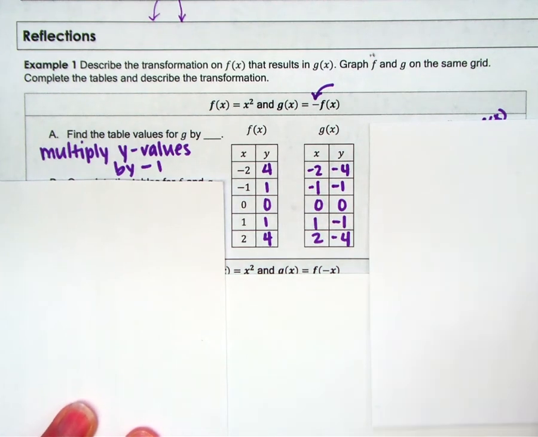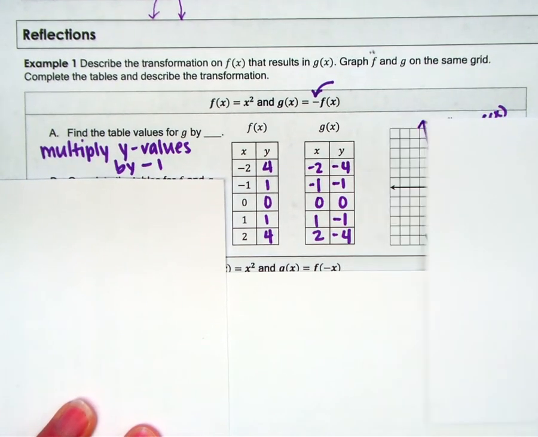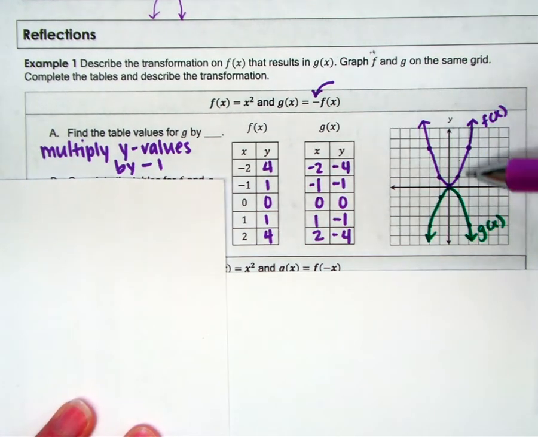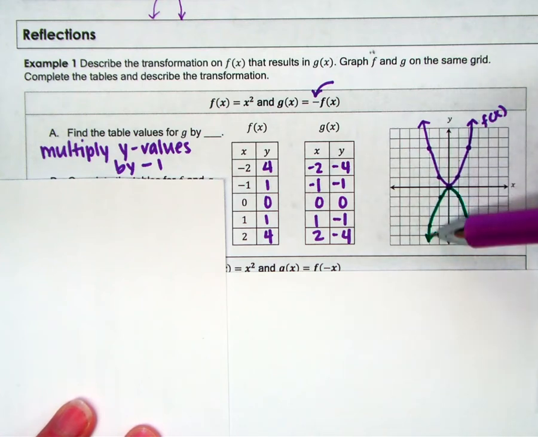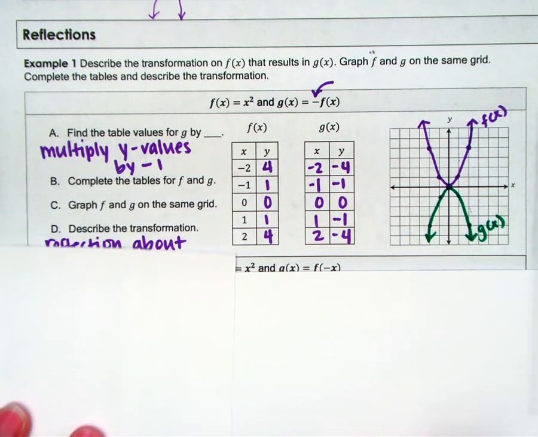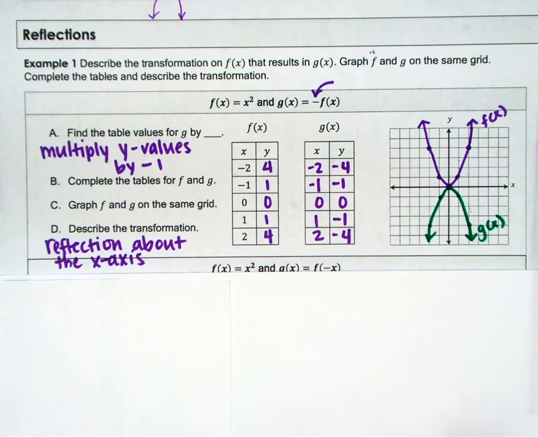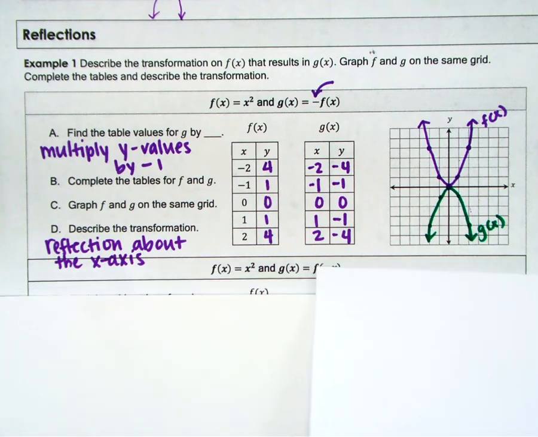So what that looks like on your graph is your parent function will be facing up, and your reflection over the x will face down because it flips to the bottom. So then, describing the transformation would be reflection about the x-axis. Now let's go ahead and look at reflection about the y-axis. So this is a little bit different.